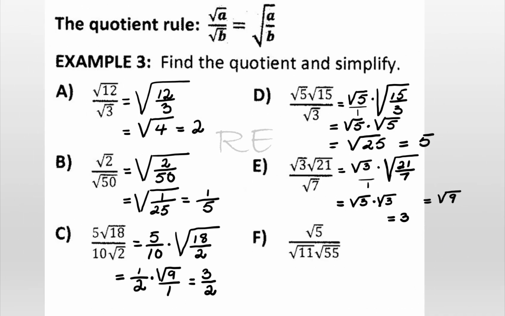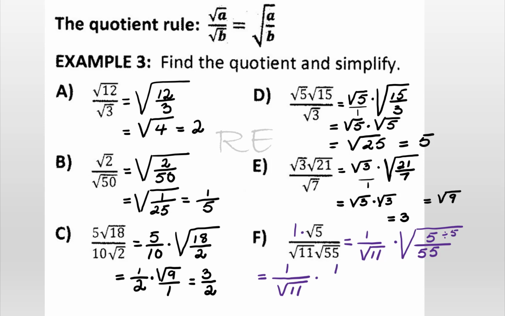For f, we have square root of 5 divided by square root of 11 times square root of 55. We'll detach 1 over square root of 11 times square root of 5 divided by 55 together. And we keep 1 over square root of 11. 5 divided by 5 is 1. 55 divided by 5 is 11.